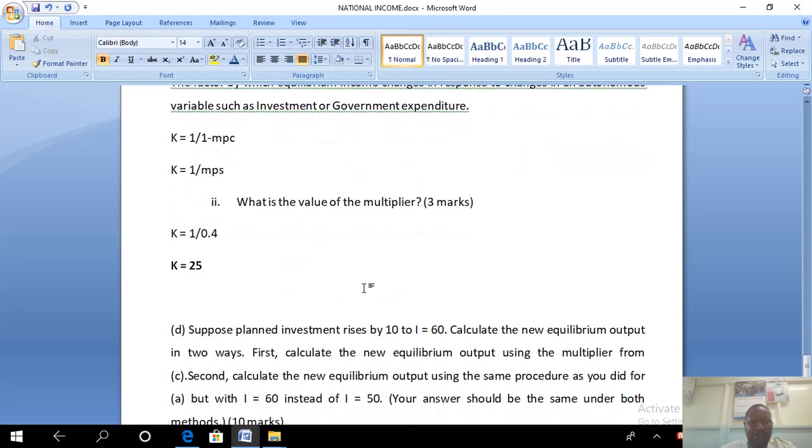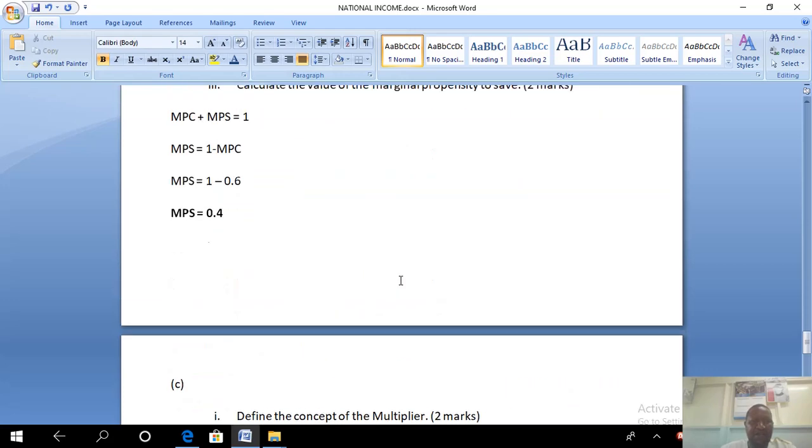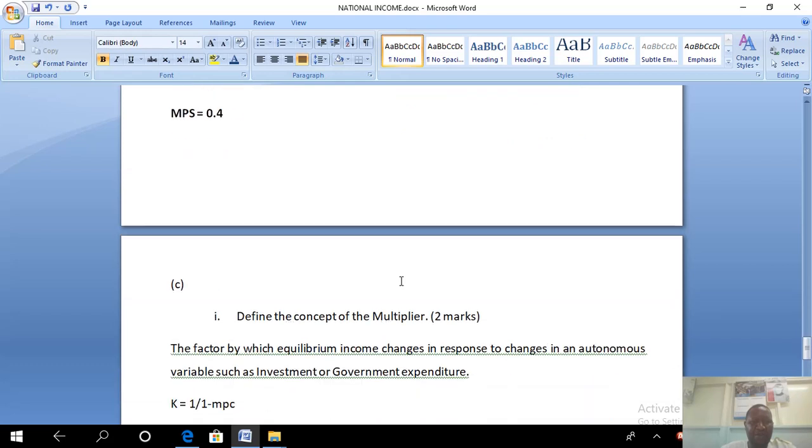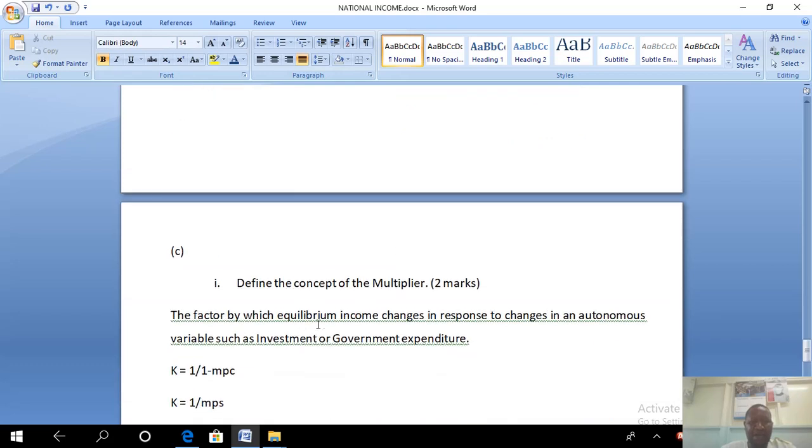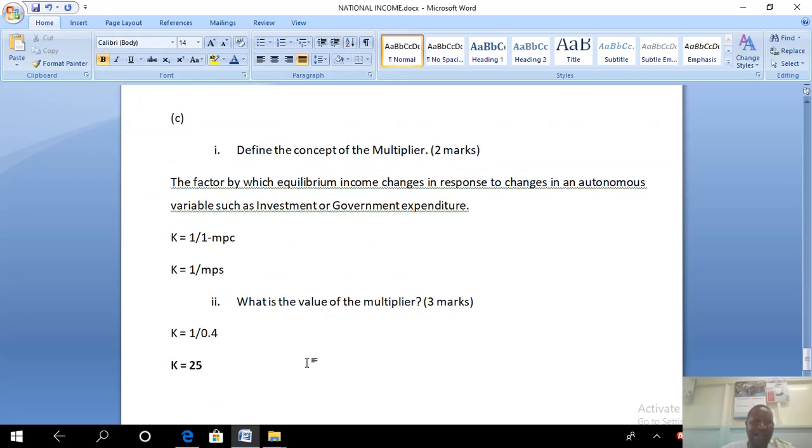What we are saying here is, the multiplier is the factor by which the equilibrium income changes in response to changes in an autonomous variable such as investment or government expenditure. So if there is a change in investment, say investment has increased by 5, what will be the change in the equilibrium income? The change in the equilibrium income will be 5 multiplied by the multiplier.